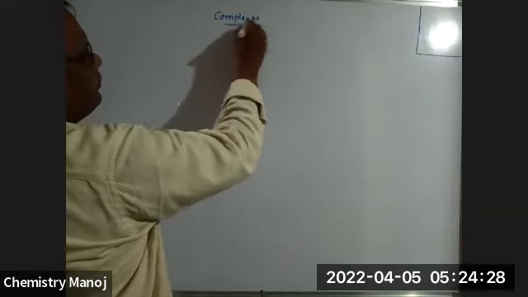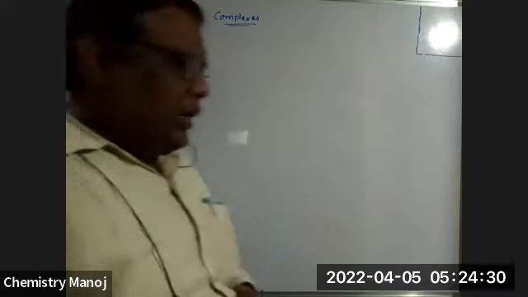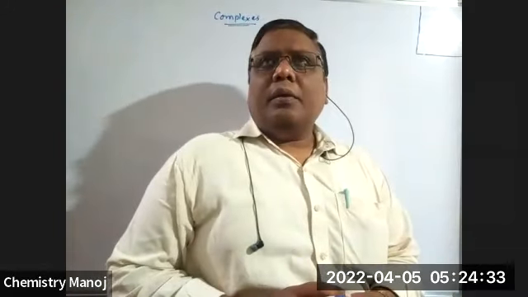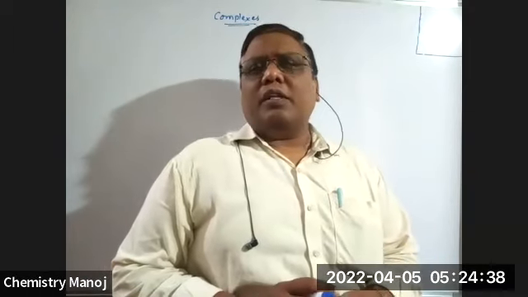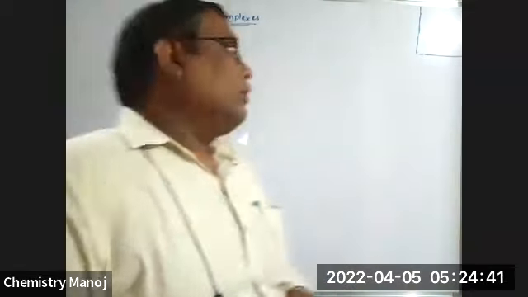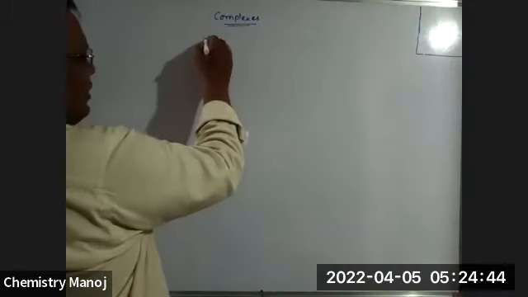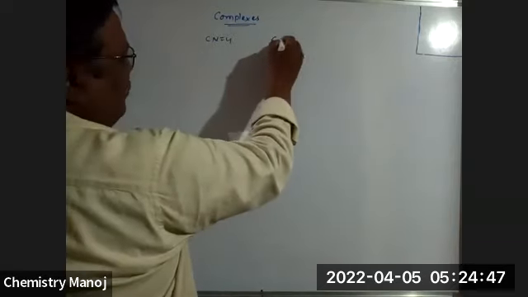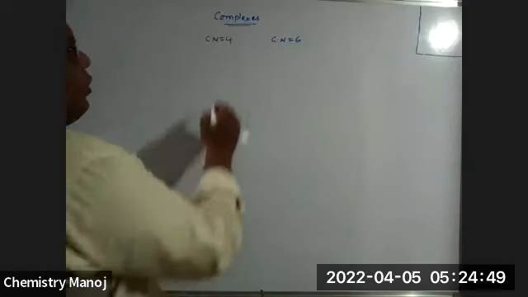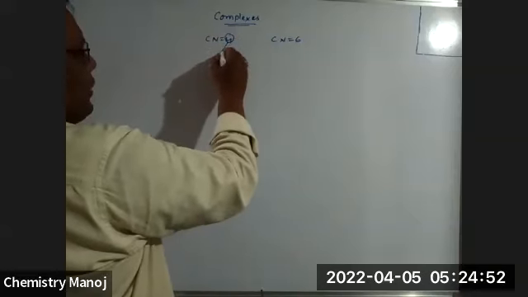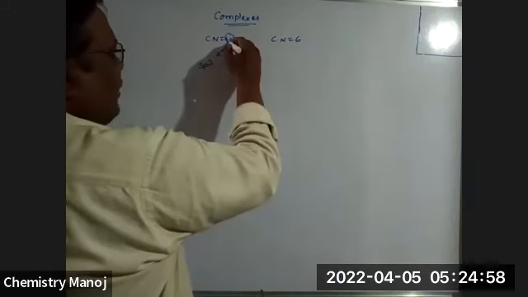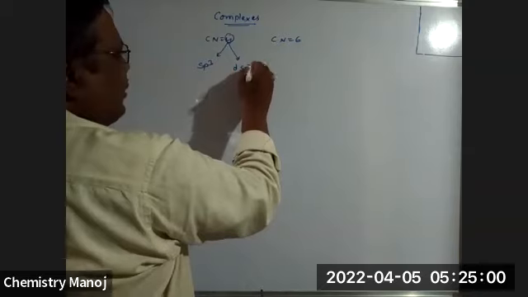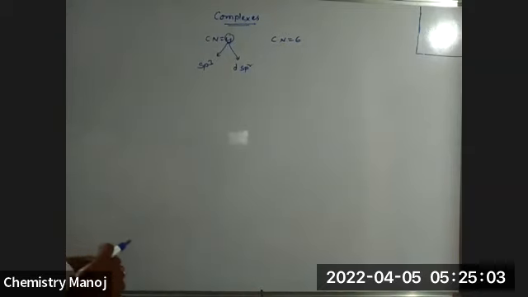complexes. In our syllabus, we have coordination number 4 and coordination number 6 complexes. Coordination number 4 means the possible hybridizations are sp3 and dsp2. How that is, I will explain later. These two are possible.